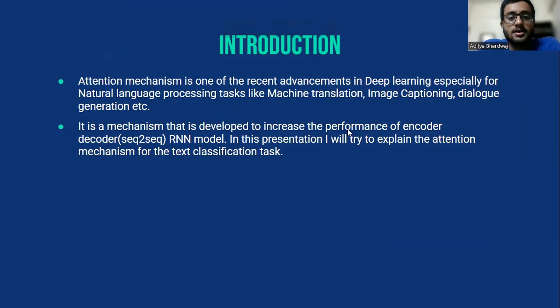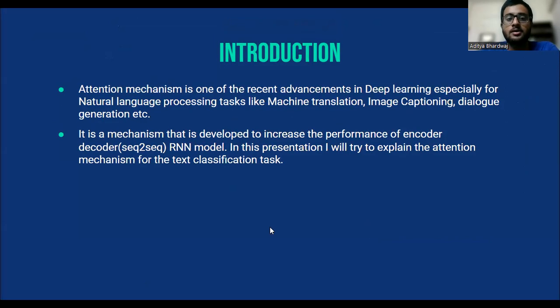Attention mechanism is one of the recent advancements in deep learning, especially for natural language processing tasks like machine learning, image captioning, dialogue generation, etc. It is a mechanism that is developed to increase the performance of encoder-decoder RNN model. In this presentation, I will try to explain the attention mechanism for the text classification tasks.